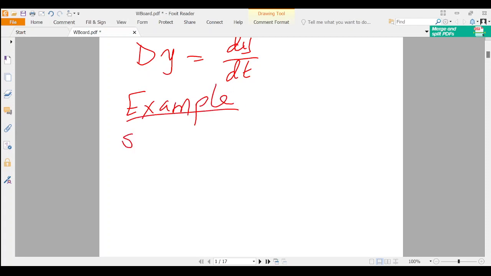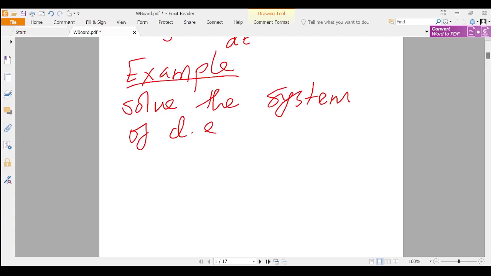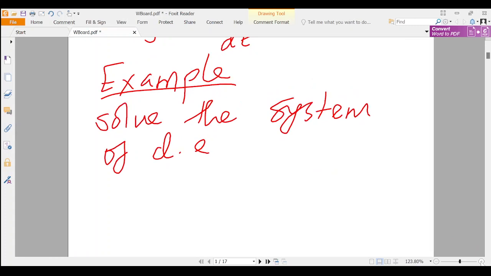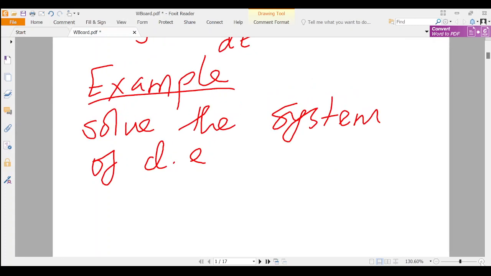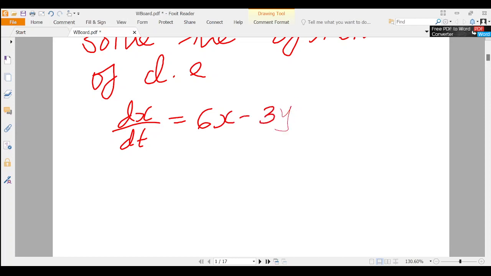We want to solve the system of differential equations. The system of differential equations is given as dx by dt is equal to 6x minus 3y, and then dy by dt is equal to 2x plus y.